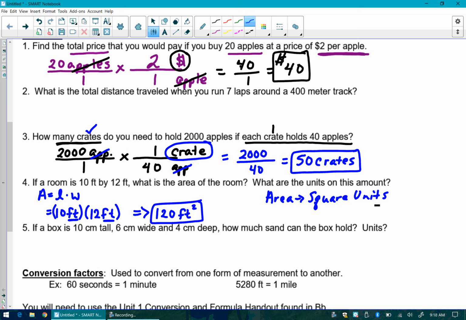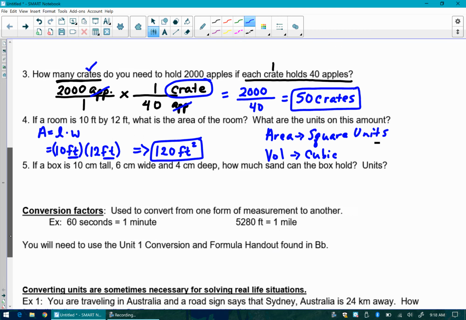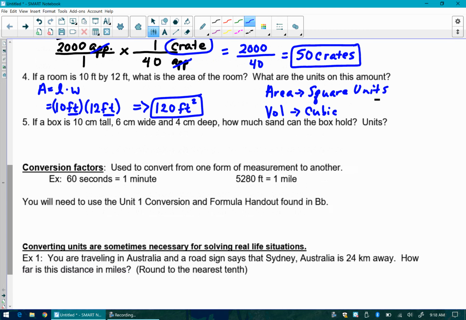Square feet, square miles, square inches, etc. Volume is always cubic units: cubic feet, cubic inches, cubic yards, etc., raised to the third power, as I mentioned above in the table. All right, I'll let you try example 5. This is a good place to pause the video and do example 5.